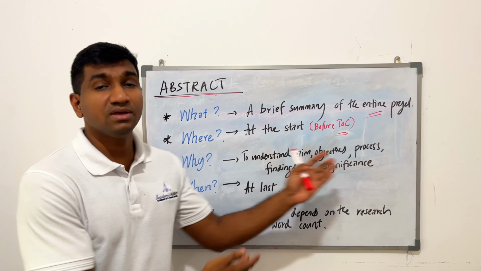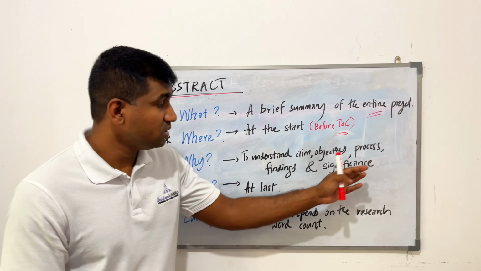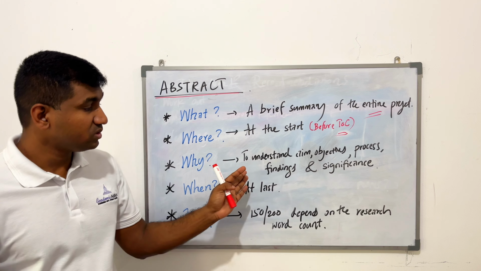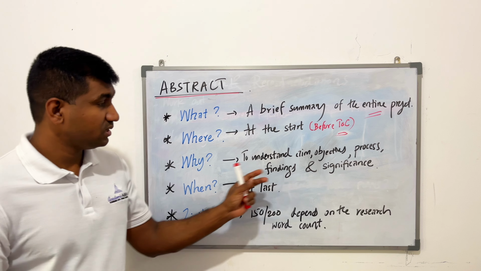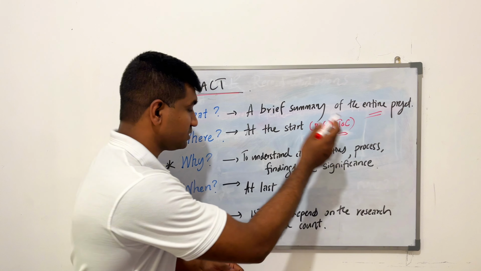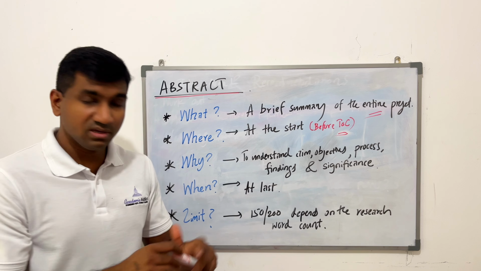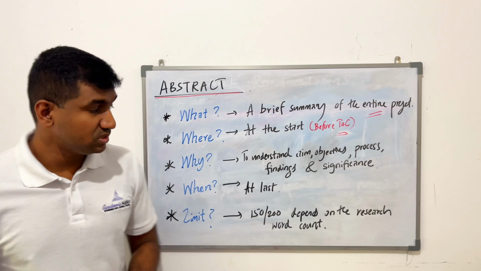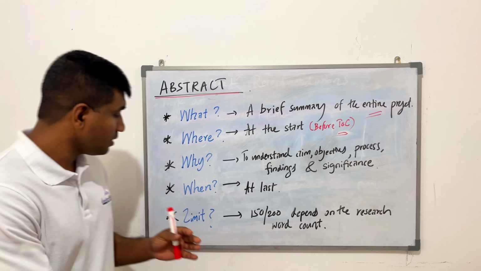So you need to cover everything, the aims, objectives. When you update your abstract, you need to cover these sections: aim, objective, process, findings, significance. Maybe you can add more things, but don't complicate it.